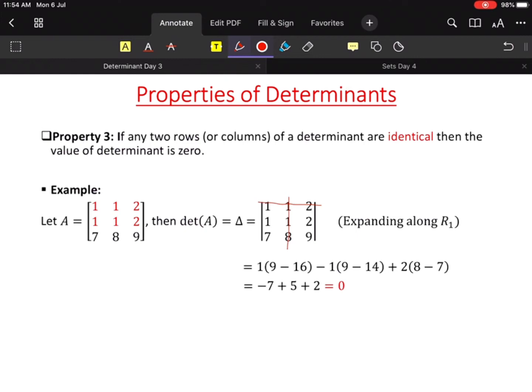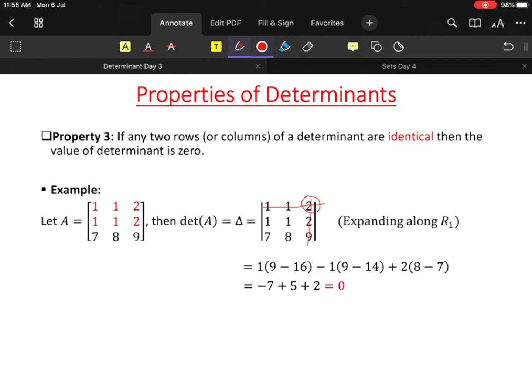Then after finishing this one, we move on to the next portion. The next one is 2. The position is first row, third column. So 1 plus 3 is even. Minus 1 to the even is plus, so there is a plus sign. Now this 2 comes in here. After taking 2, I will cut this one and this one. So 1 into 8, that is 8, minus 1 into 7, that is 7. So from here I get minus 7, from here I get 5, and from here I get 2. If you add them, you get 0.